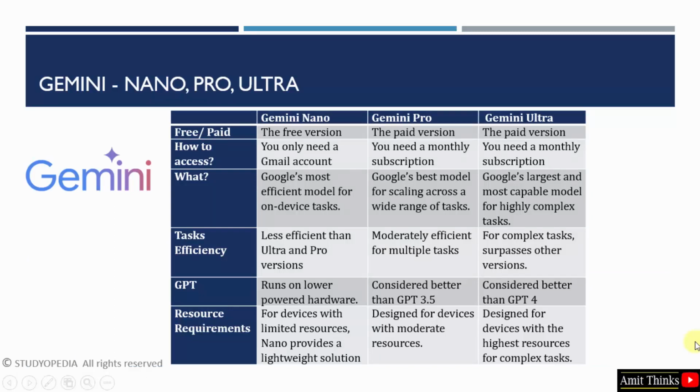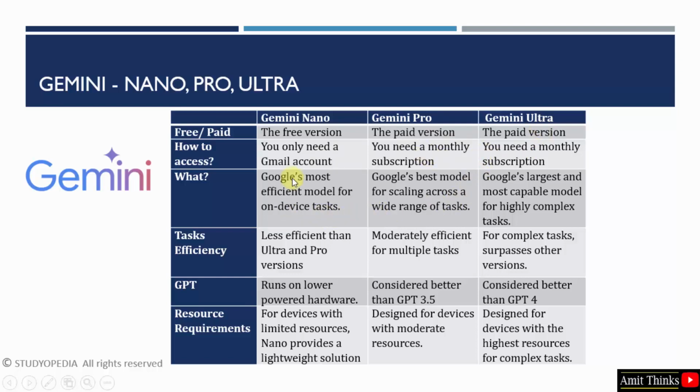Right now we have the following three versions of Gemini: Gemini Nano, Pro as well as Ultra. The Nano version is the free version. To access this you only need a Gmail account. For the Pro and Ultra versions you need a monthly subscription.